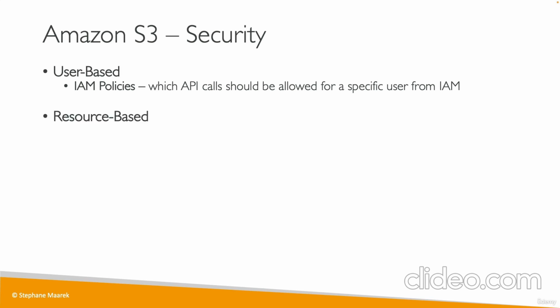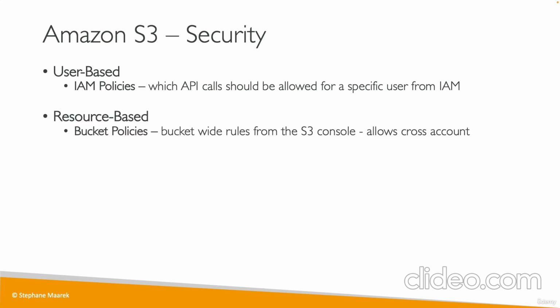You can also have resource-based security. So this is new. We can use what's called S3 bucket policies. And these are bucket-wide rules that you can assign directly from the S3 console. And this will allow, for example, a specific user to come in or allow a user from another account, this is called cross-account, to access your S3 buckets. This is also how we'll make our S3 bucket public, as I will show you in a minute.